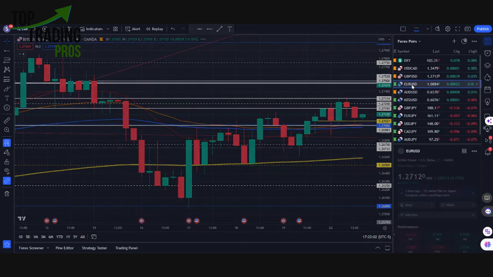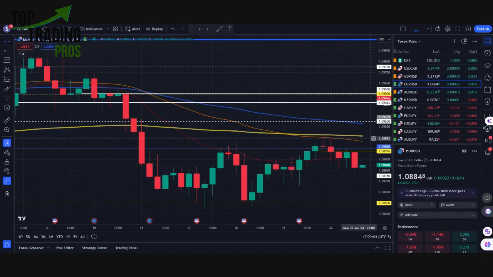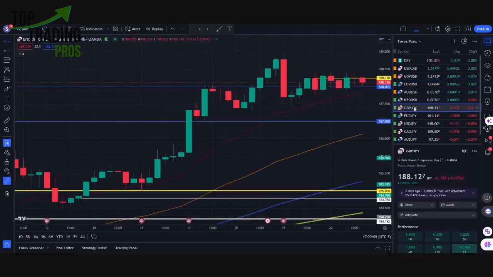We also have the EU idea below all the moving averages. We talked about that today as well. We also talked about the GJ idea. This one was doing the exact same thing the dollar was doing, which is just trending around its weekly open. So that's what GJ was doing today.